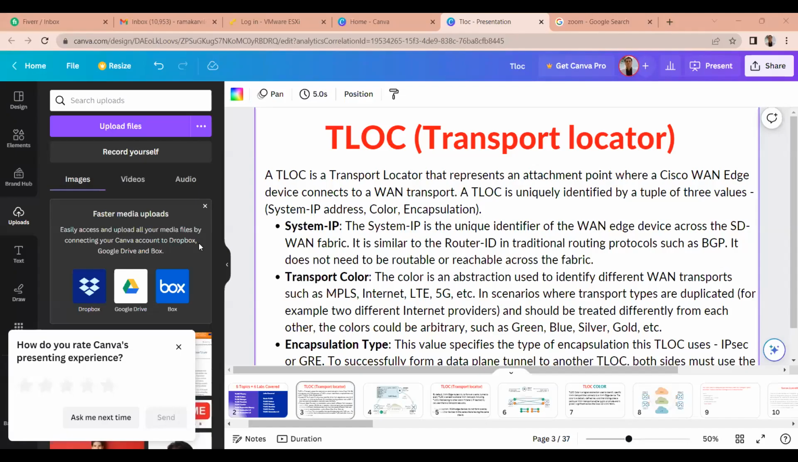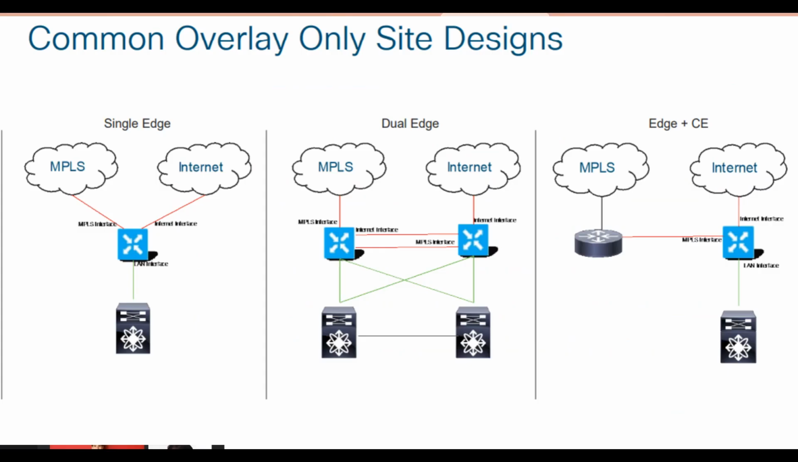extension. We'll first try to understand what are the different types of networking connectivity the Cisco SD-WAN solution has. Okay, so essentially we see that there are three types of connectivity that you will see in Cisco SD-WAN.